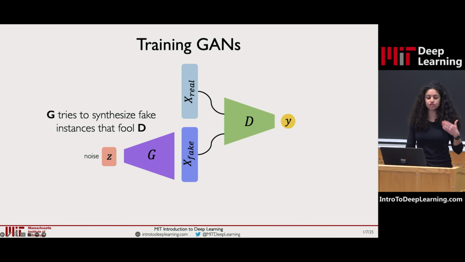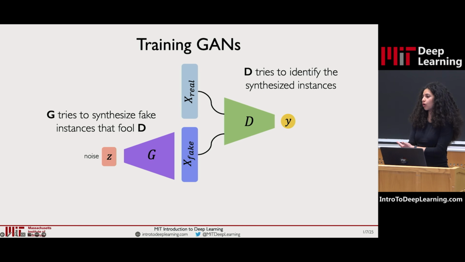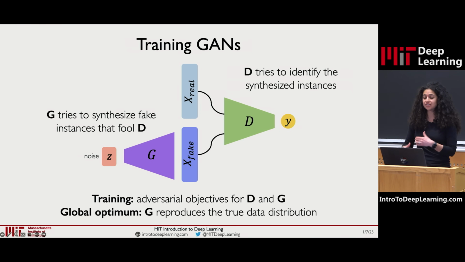A generator is just trying to create new data instances to fool the discriminator, and the discriminator is trying to identify these instances through this competing objective. And ideally, we reach an optimum where the generator is able to perfectly reproduce the true data distribution and completely fool the discriminator's ability to classify. So this is really a fun and interesting idea that initially led to a lot of excitement about generative models.